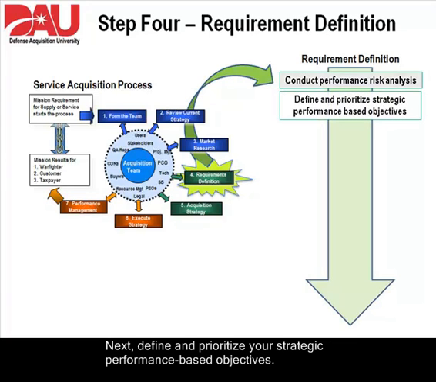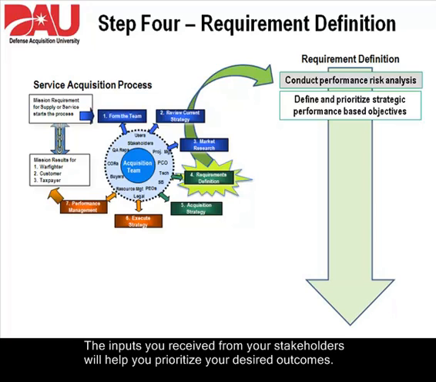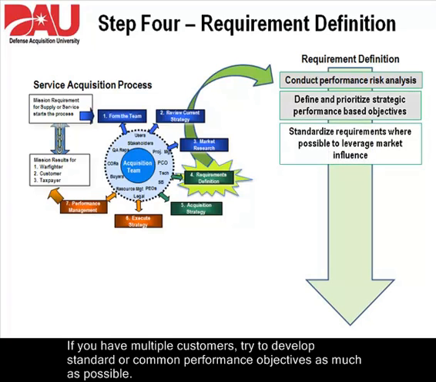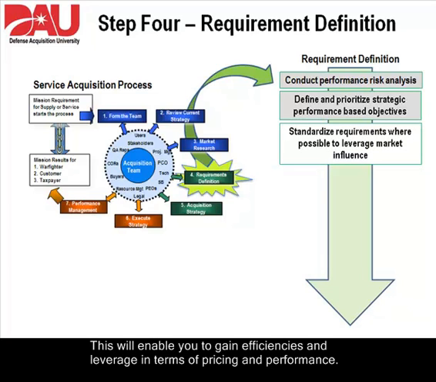Next, define and prioritize your strategic performance-based objectives. The input you receive from your stakeholders will help you prioritize your desired outcomes. What is the most important outcome? The second, third, and so on. If you have multiple customers, try to develop standard or common performance objectives as much as possible. This will enable you to gain efficiencies and leverage in terms of pricing and performance.